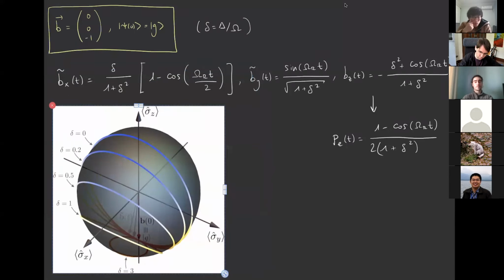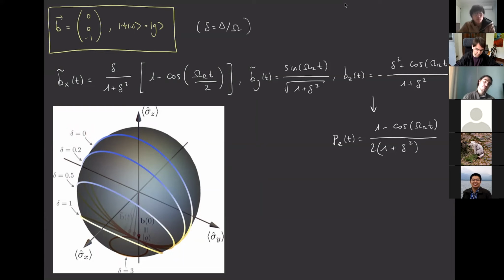Okay, so this trajectory here, the slowly varying vector, is doing the following. We always start from here, from the ground state, from the South Pole. And then we have evolution that follows one of these circles. These circles are for different values of the detuning. For example, we have already seen the case of delta equals 0.